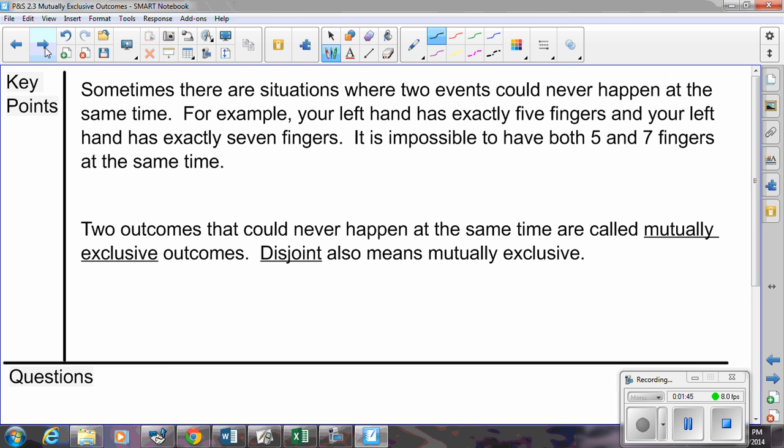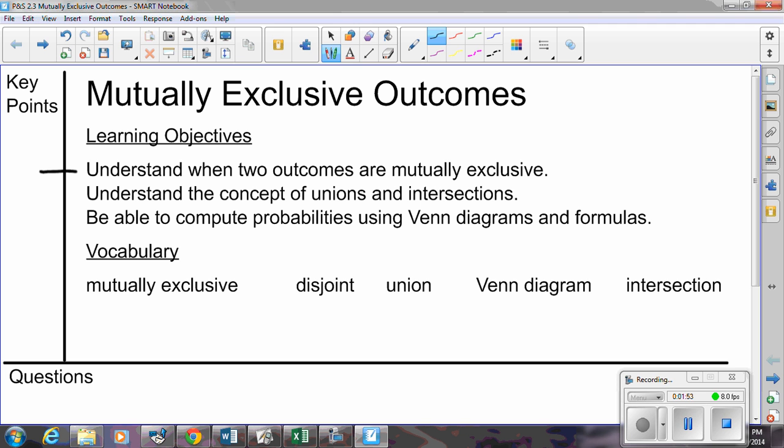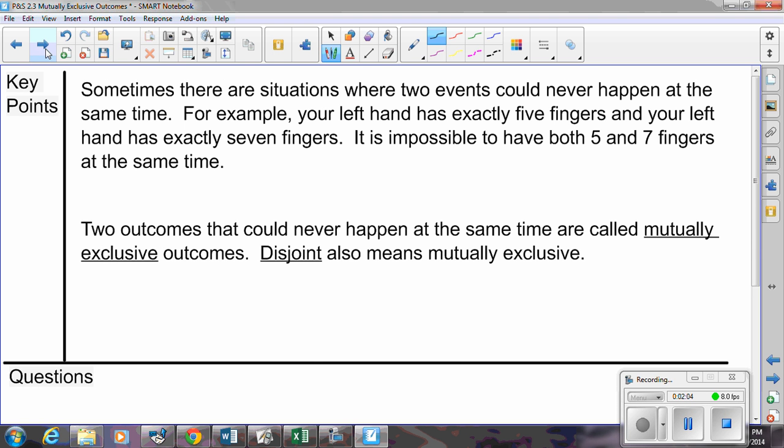Well, that's our primary vocabulary. Mutually exclusive, which is also called disjoint. Knowing that one vocabulary is the basis behind our first learning objective. Mutually exclusive means impossible at the same time. If it's not mutually exclusive, then it's not impossible.